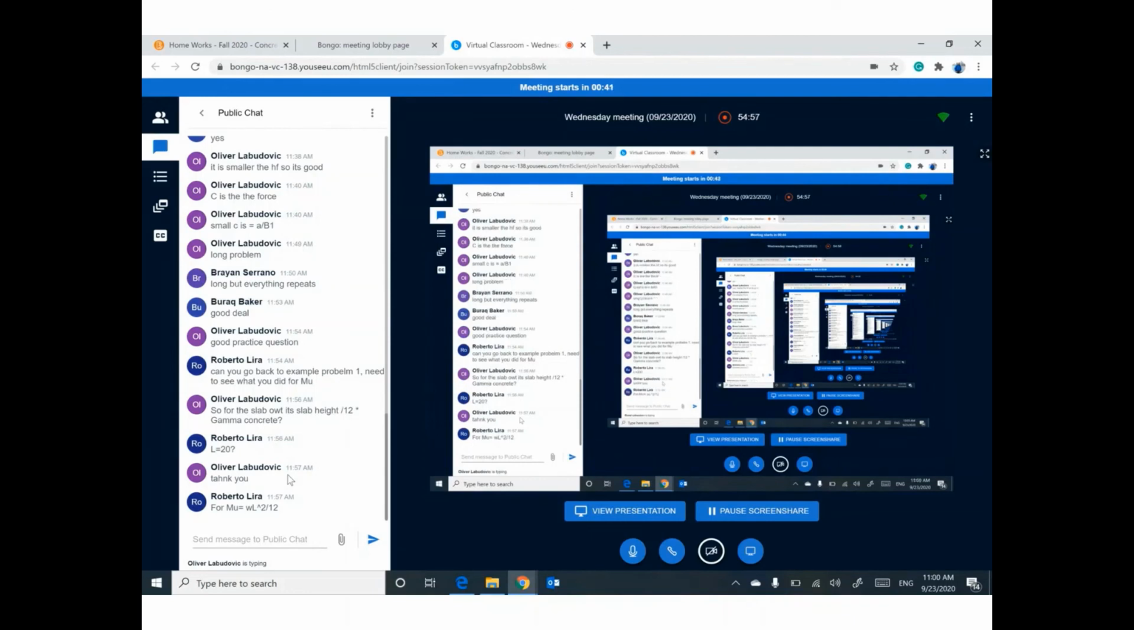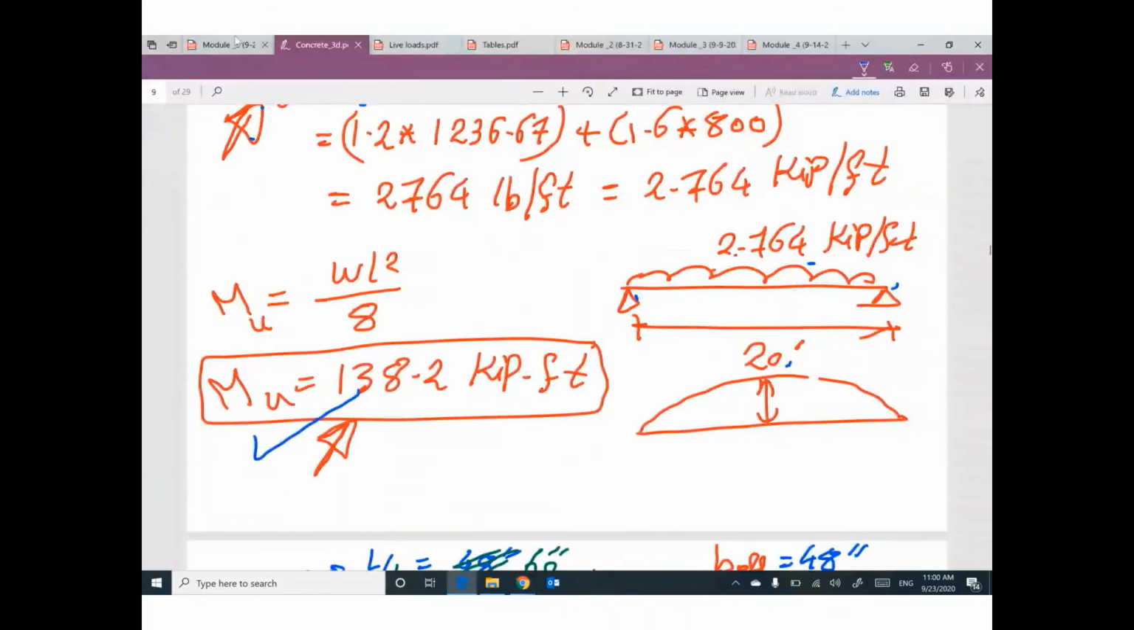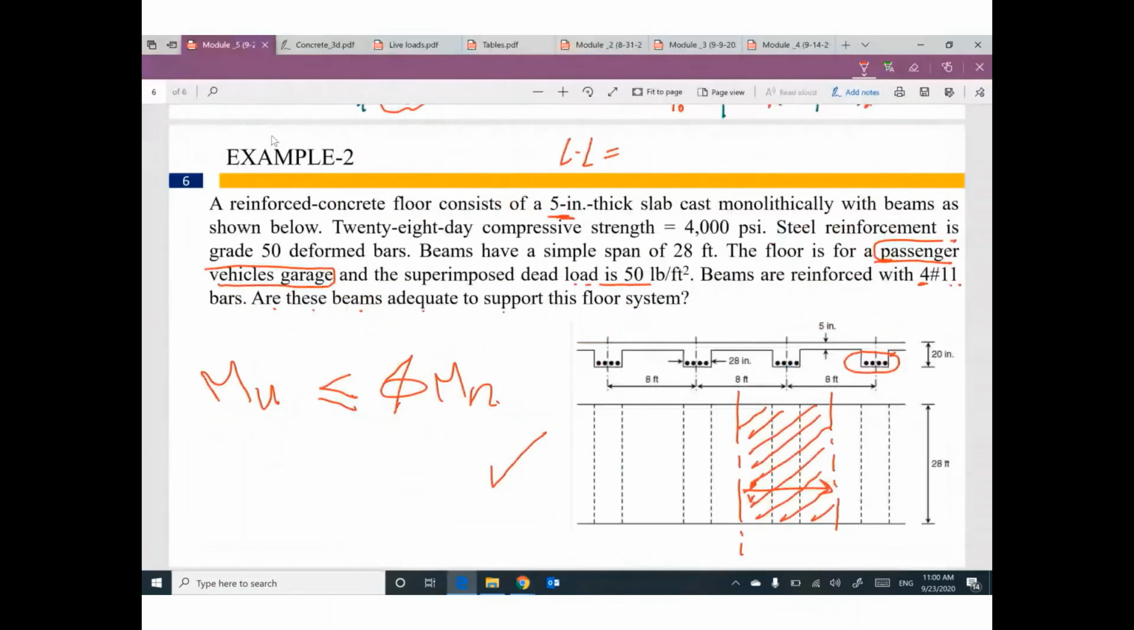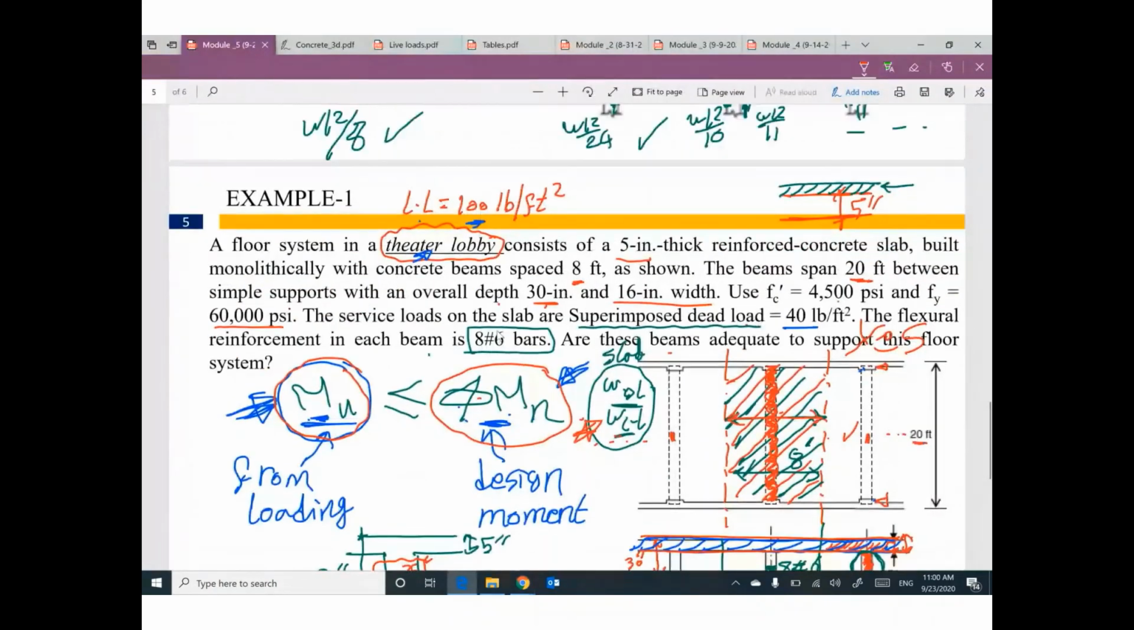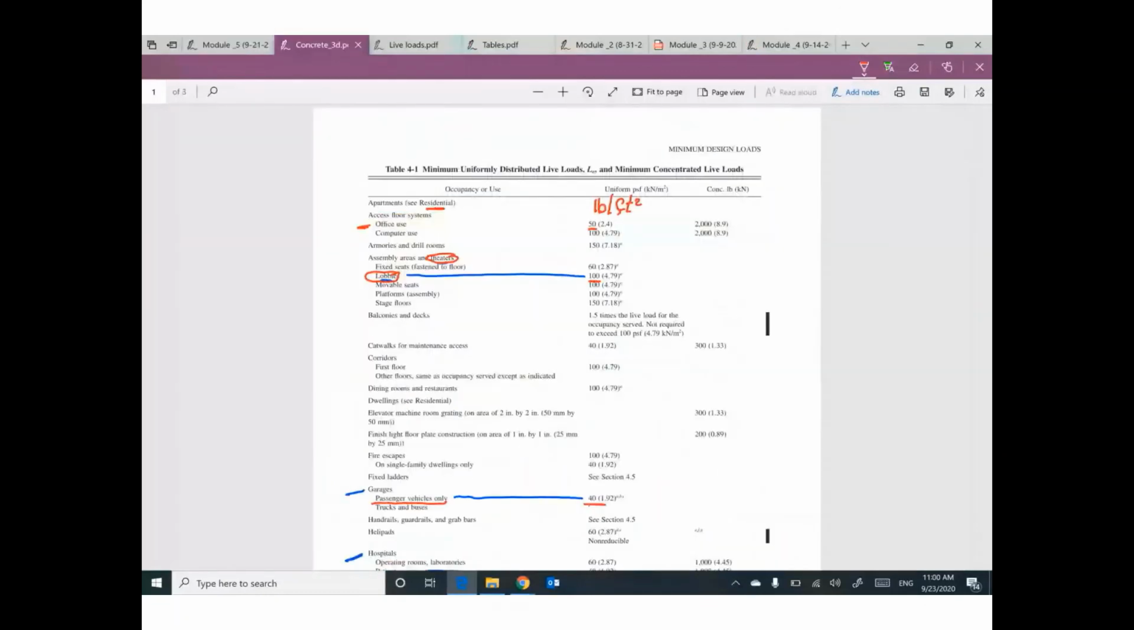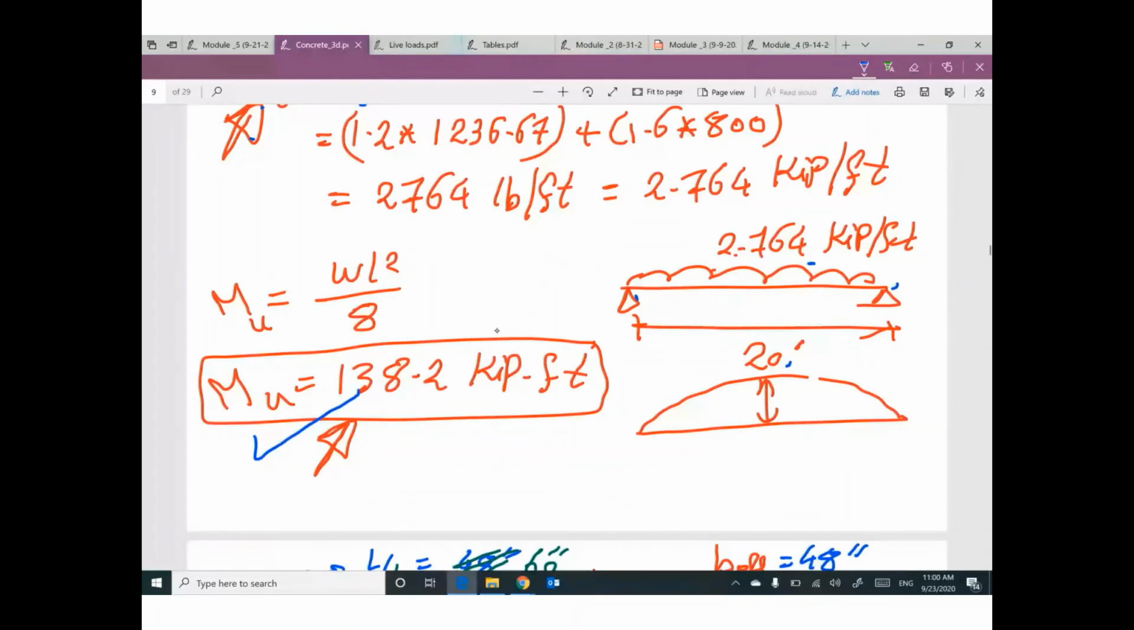The length of the beam is 20. If you go back to the problem, the beam spans 20 feet. It is given in the problem that the span of the beam is 20 feet. So what's your question? And your moment from structural analysis is W L squared divided by 8. So W and L and 8. So what's your question?